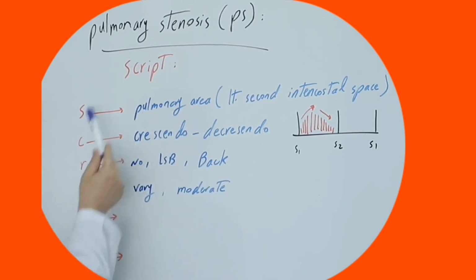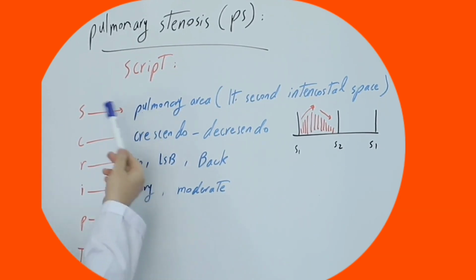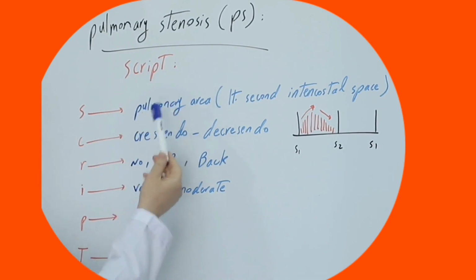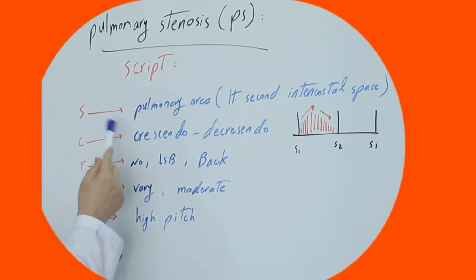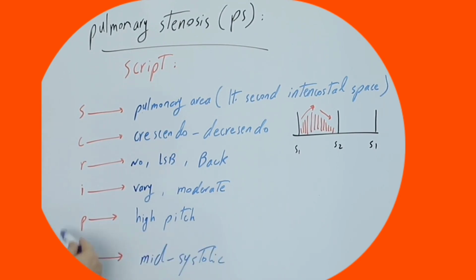The letter I stands for intensity, which means the loudness of the murmur, and its intensity depends on various factors. But usually, in severe pulmonary stenosis, the murmur is of moderate intensity. The letter P stands for pitch or frequency. The murmur caused by PS is high pitch or high frequency. The letter T stands for timing. The murmur caused by PS is mid-systolic.